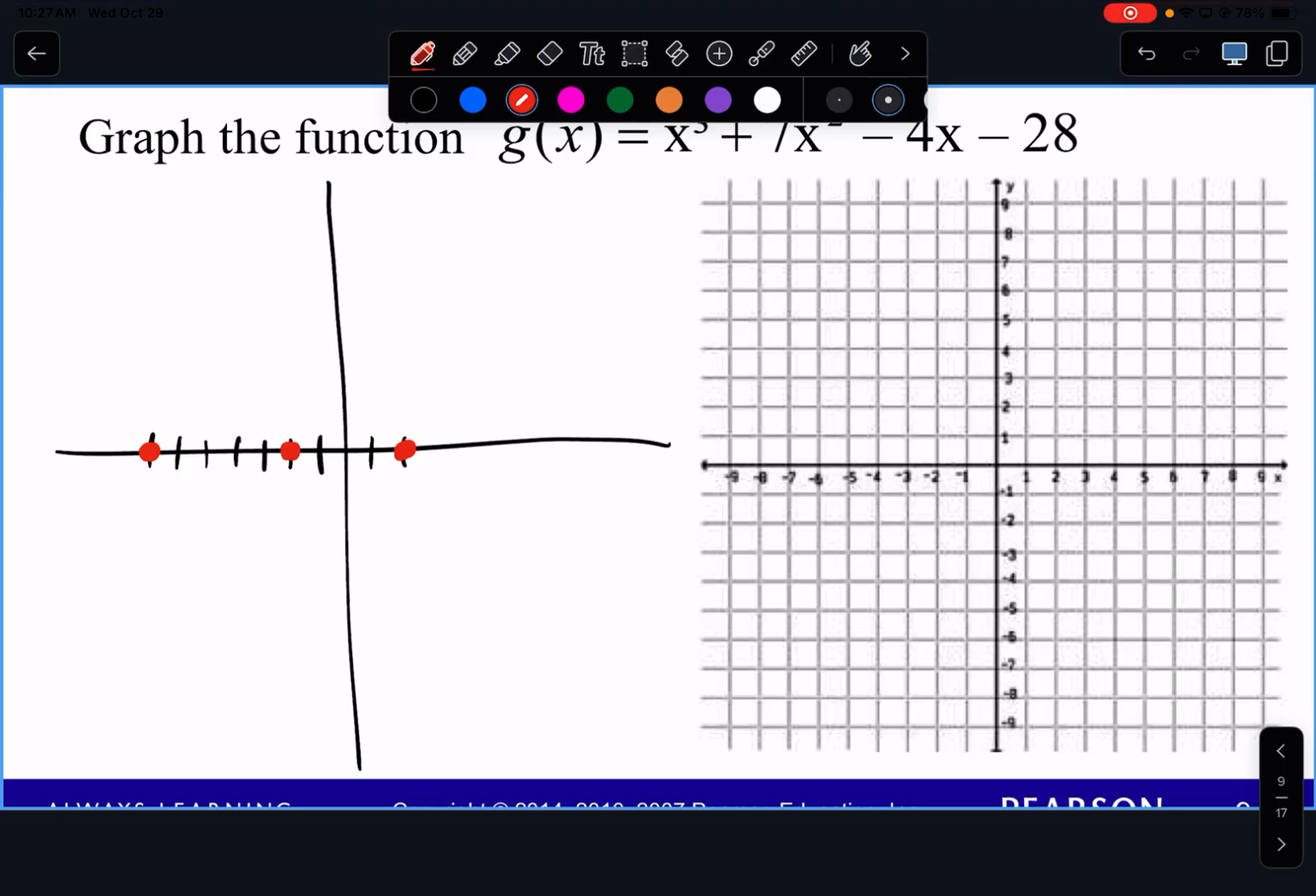In this case, my y-intercept is negative 28. I don't expect you to do 28 tick marks all the way down. So what we're going to do is just go way down here to the bottom, and we're going to say this is negative 28. We're just going to label it as negative 28, and then I'm going to put my point.